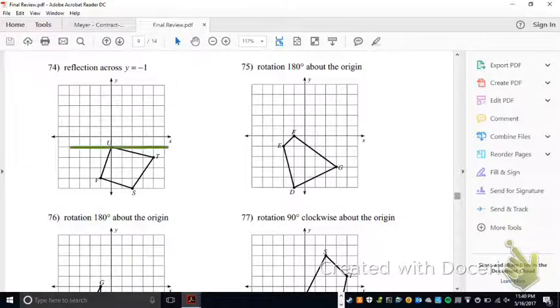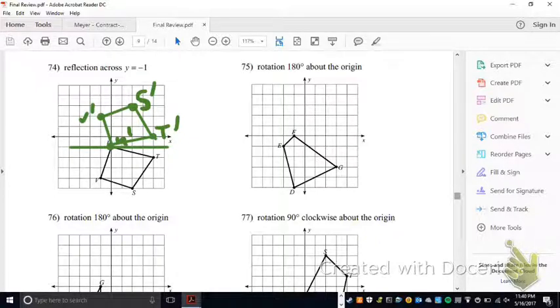Reflection across y equals 1. U prime right there. Next we have T. T was 1 below the line, gets reflected to 1 above the line, T prime. S goes from 4 below the line to 4 above the line. V goes from 3 below to 3 above, connect the dots, and that's our reflection.